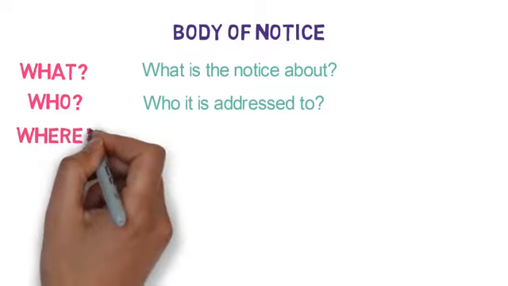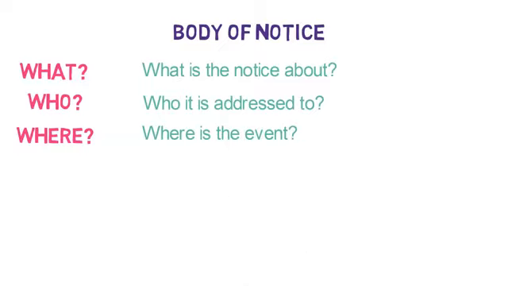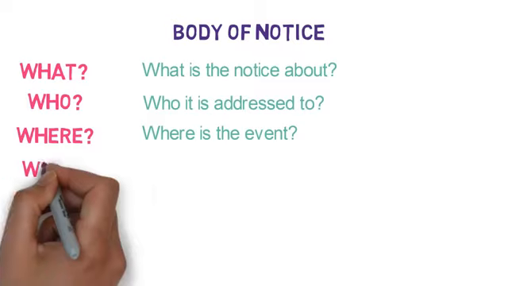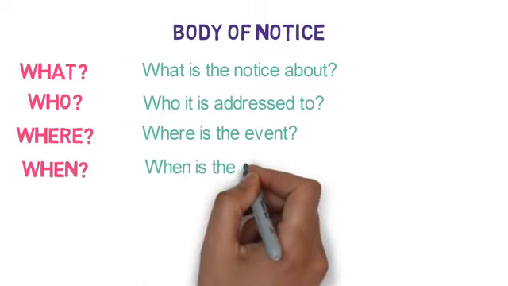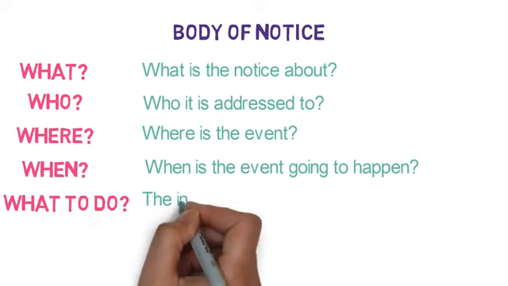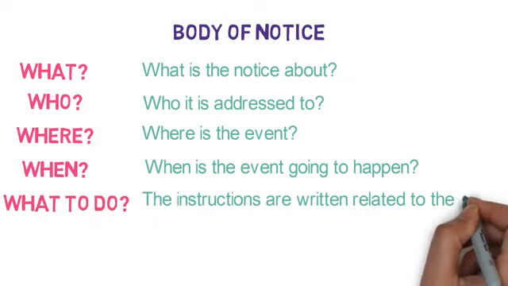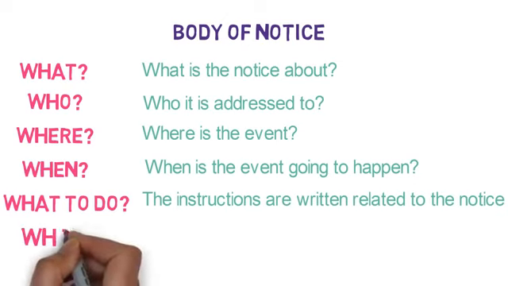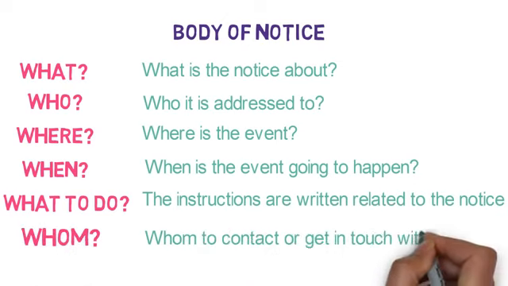Third one is where. If the notice is for an event, then the location of such an event must be clearly written. Fourth one is when. This one is the time and the date of the event or meeting. Fifth one is what to do. Here the instructions related to the notice are written. And sixth one is whom. The final detail should be whom to contact or get in touch with. This mentions who the appropriate authority is to contact. So these are the 6 points that must be present while writing any notice.